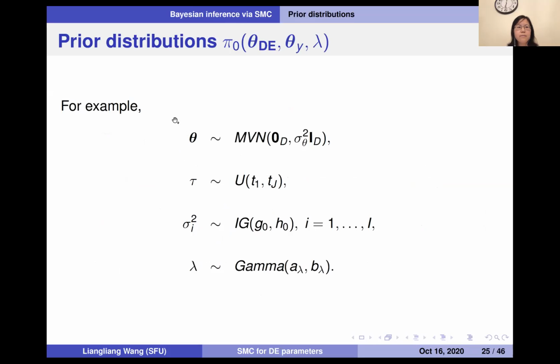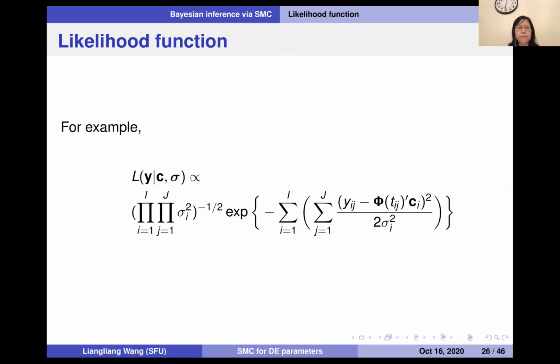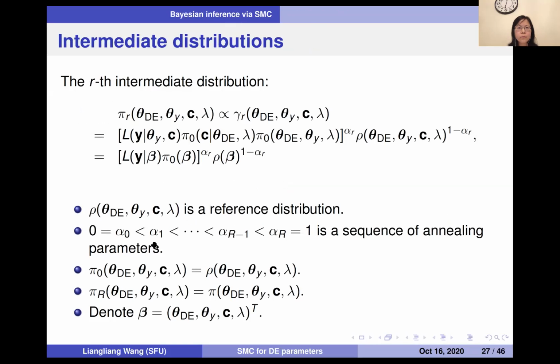And we can specify some prior distribution for theta and for lambda. Here is just one example that we can use. For the likelihood function, if we use a normal distribution, that's the form of the likelihood function when we use a normal likelihood. Okay. So we're using the SMC method.